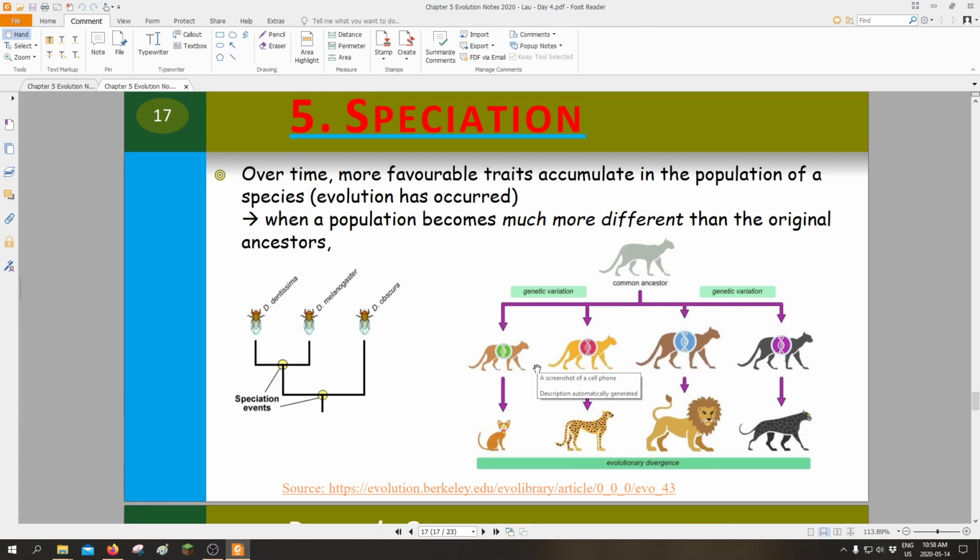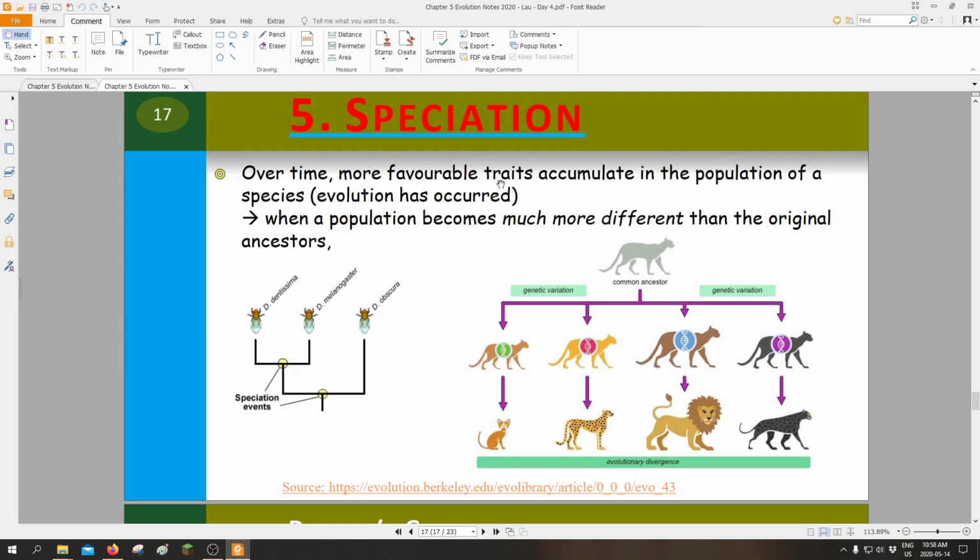survival of the fittest in their specific environments, you're going to have a house cat, a cheetah. Is this a cheetah? Is this a leopard? Cheetah, leopard, cheetah, cheetah. We have a black leopard over here, and then we have a lion over here. These are different species of felines. Why are they different species? Because over time, more favorable traits accumulated in the population of a species, the common ancestor, until they became so different, they became different species.